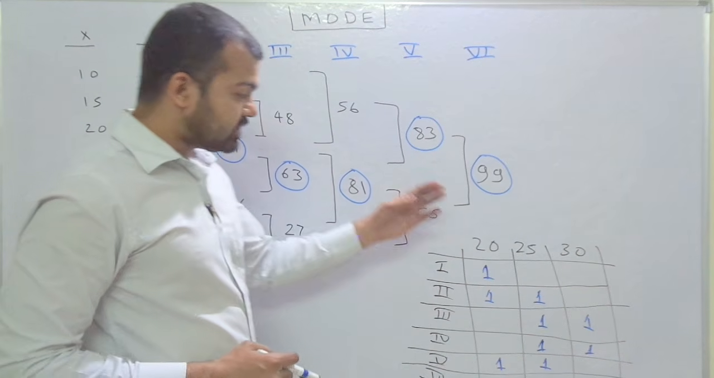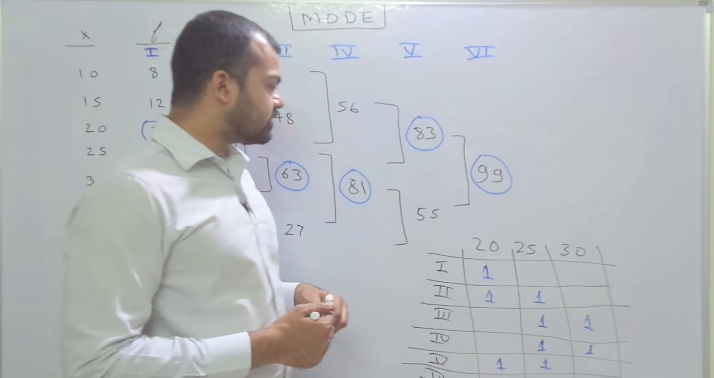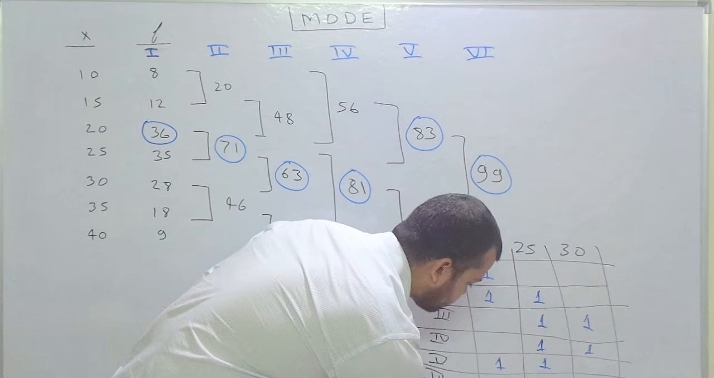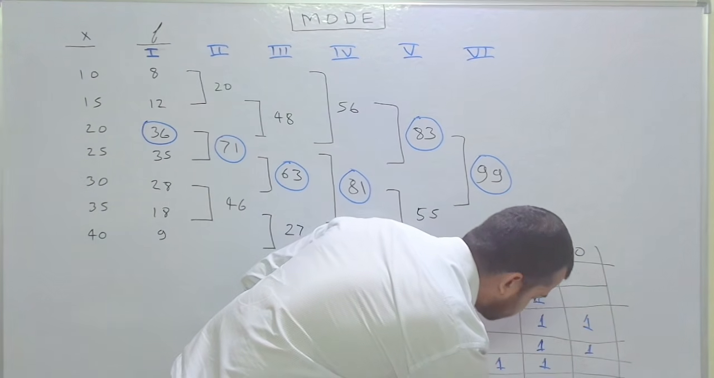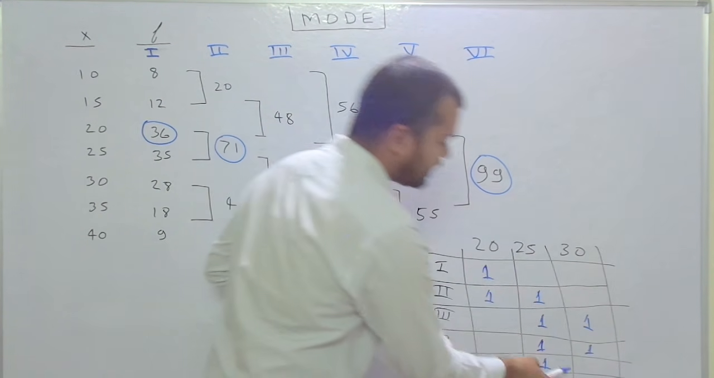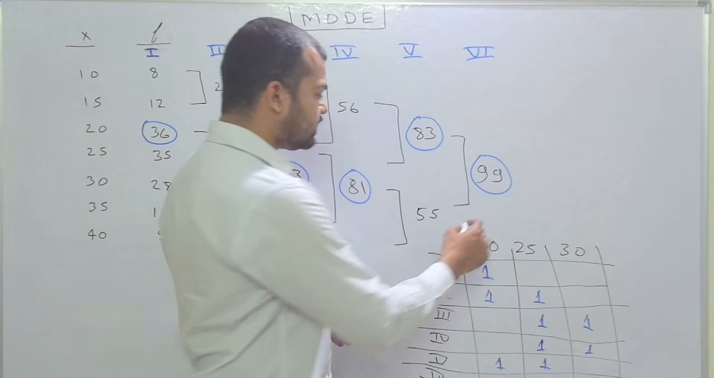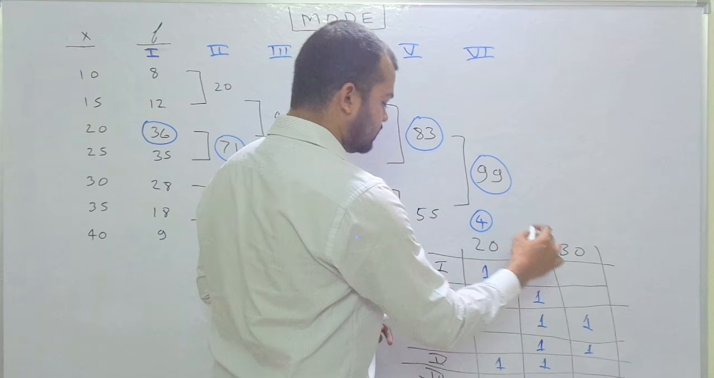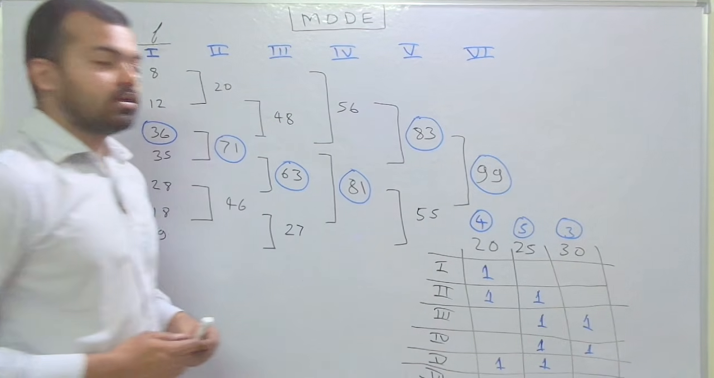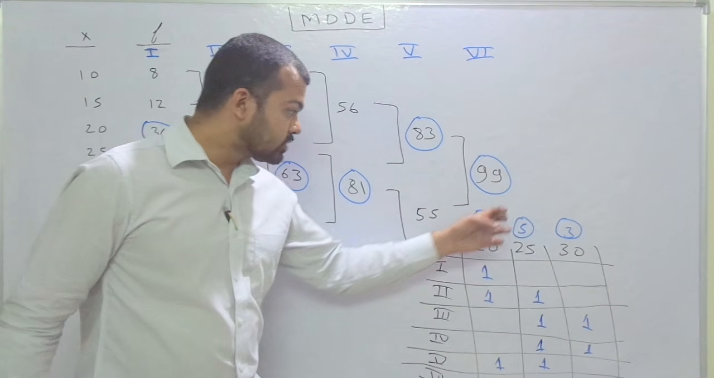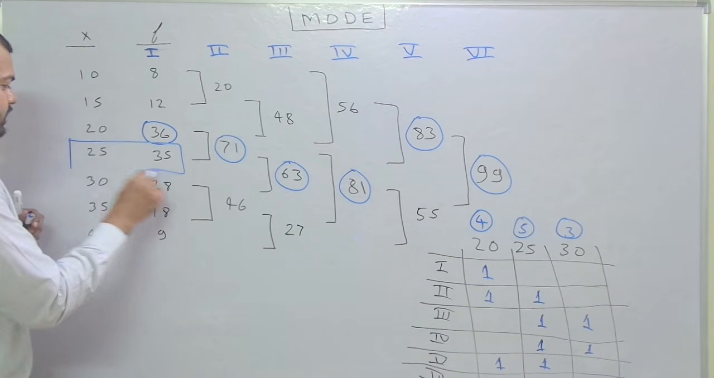Now we have to add these figures of analysis table. 1, 2, 3, 4. So in front of 20, we can write 4. In front of 25, 1, 2, 3, 4, 5. This is 5. And 30, these are 3. So when we are calculating this, it means for 20, there are 4 highest value, then 5 highest value, then 3 highest value. So the highest value is the model class. So 25 is our model class. It means 25 is the model value.